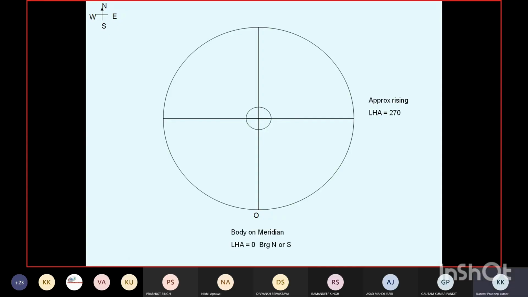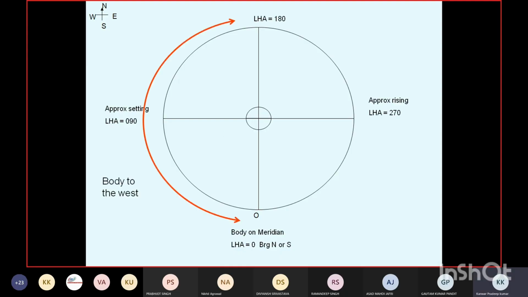When the body is on the meridian, LHA is 0 or 360, then the body is either bearing north or bearing south. When the body is setting, bearing is around 270. At that time, LHA is 90, because you are measuring this angle from the observer's meridian to the body. And when the body is on the inferior meridian on the other side, the LHA is 180.